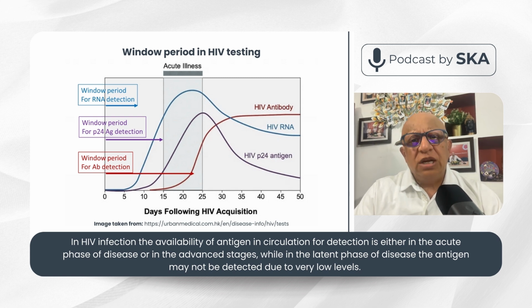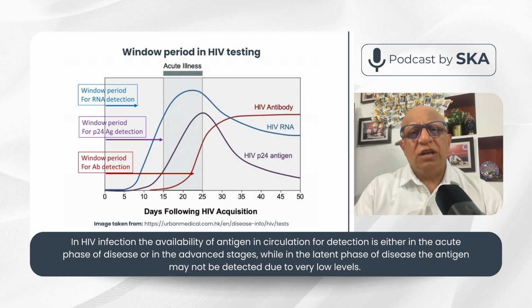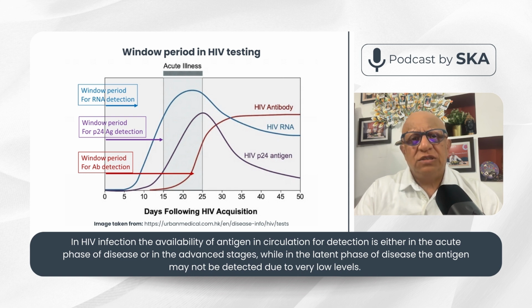In the window period, the antigen ELISA is more applicable, or when you are screening a large number of samples in a blood donation camp, you want to detect the antigen of HIV circulating in the blood, which is more specific as compared to the antibodies. But antibodies, once they become positive, remain positive all through life, and that's how we do it.